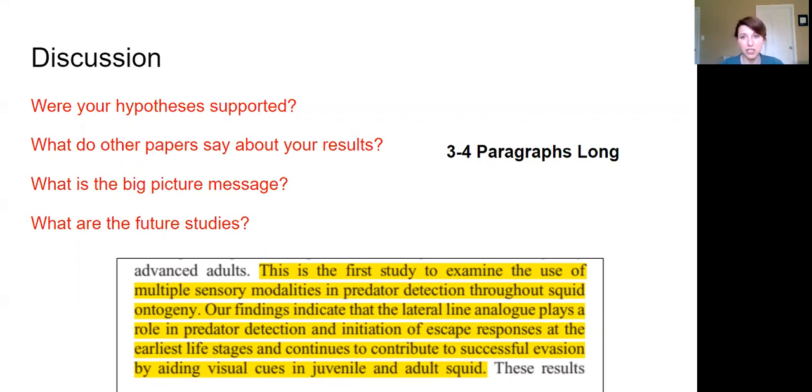So typically your discussion is going to be around 3 to 4 paragraphs long. Again, you are definitely going to have peer-reviewed literature here as well.